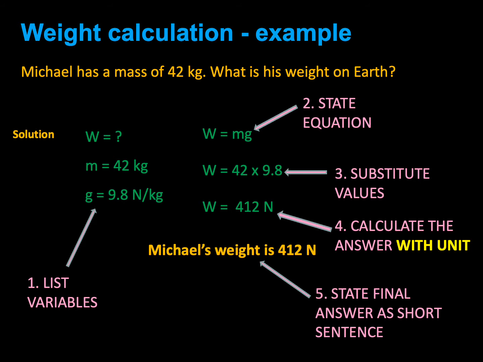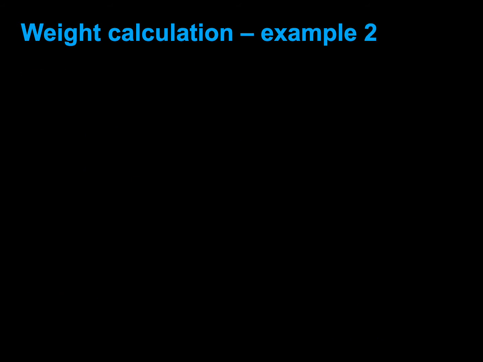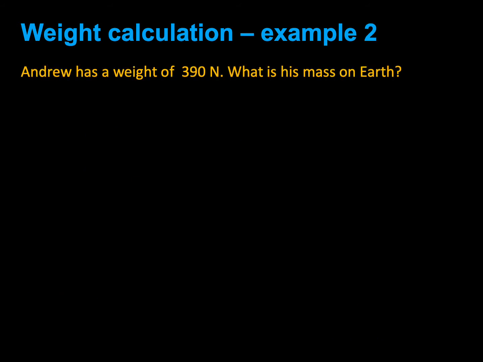Well, I'm sure you've enjoyed that example, so let's do another one. Andrew has a weight of 390 newtons. What's his mass on Earth?